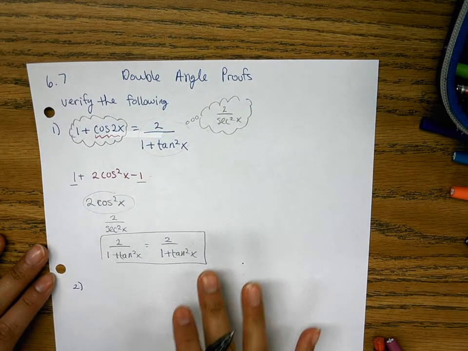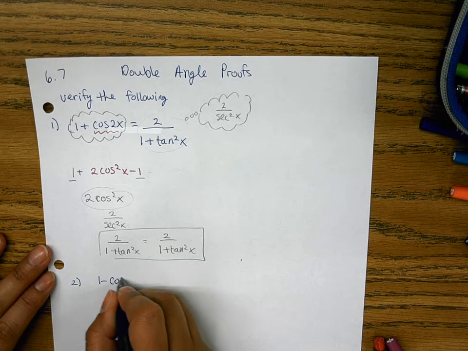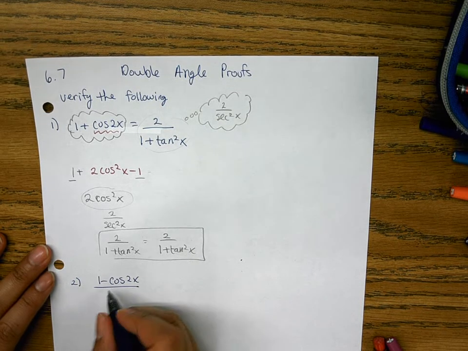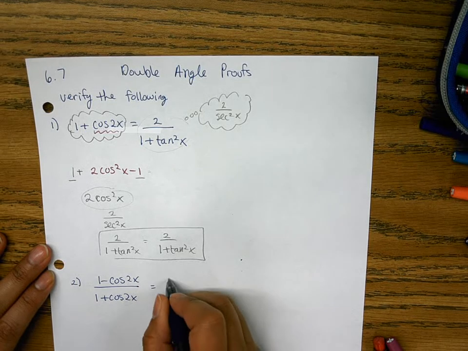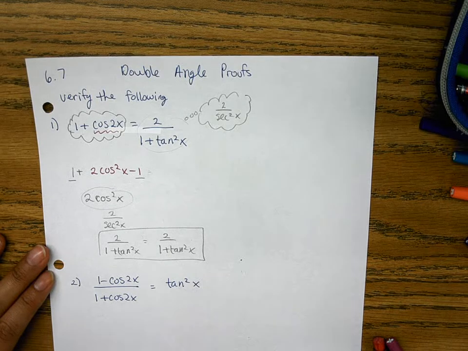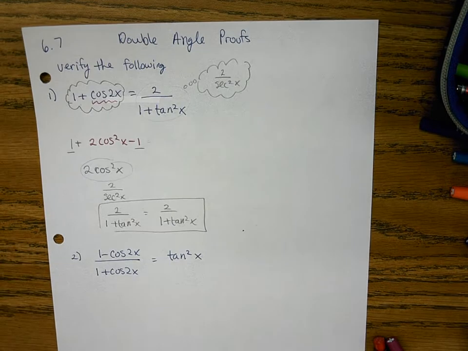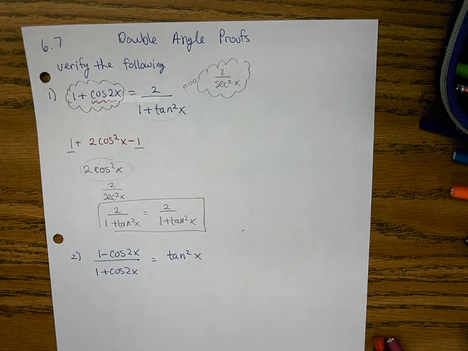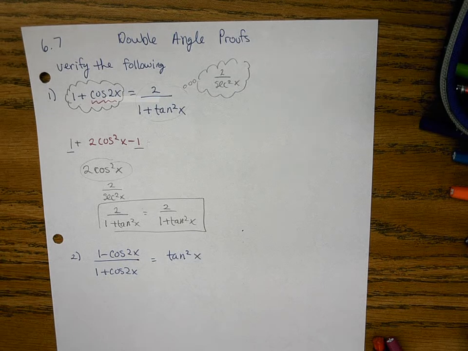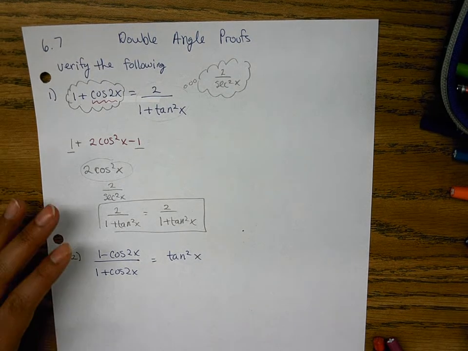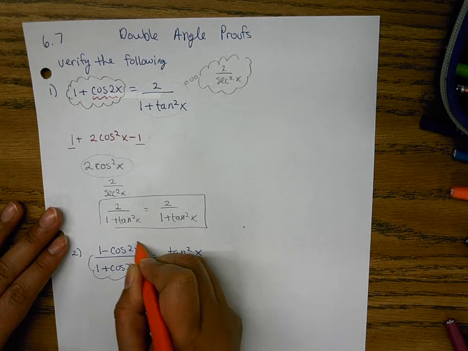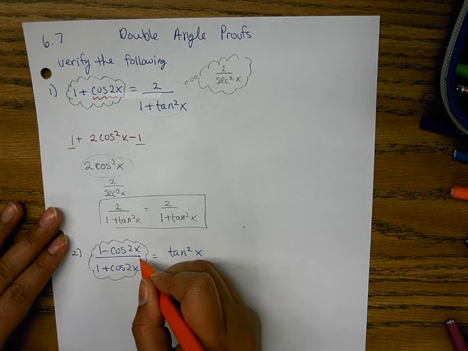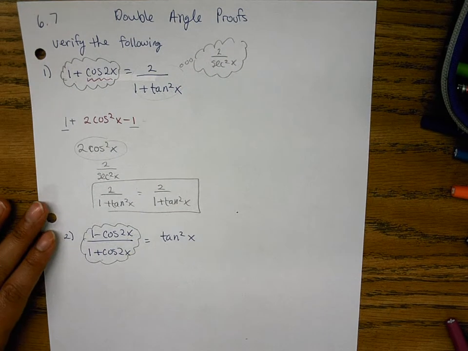Number 2: 1 minus cosine 2x over 1 plus cosine 2x equals tangent squared x. First off, we're going to pick the left side because, again, we're using double angle formulas here, and the left side has cosine 2x in the numerator and the denominator.